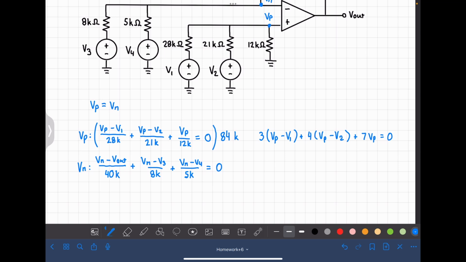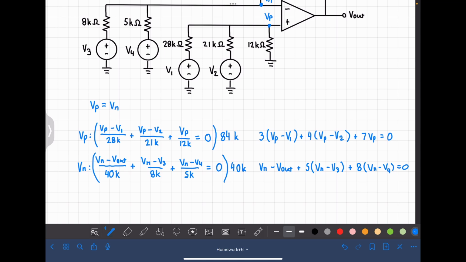We can do the same thing down here. Least common multiple of these is a little easier to find. 8 times 5 is 40, so we're just going to multiply it all by 40K. We get (Vin minus Vout) plus 5(Vin minus V3) plus 8(Vin minus V4), all equal to 0.